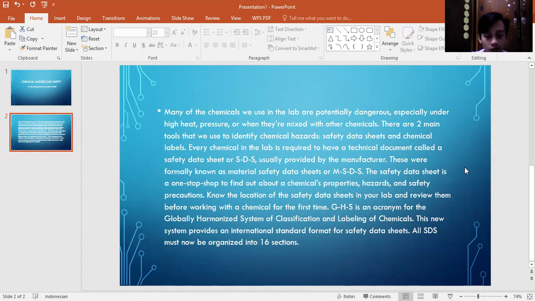Every chemical in the lab is required to have a technical document called a safety datasheet or SDS, usually provided by the manufacturer. These were normally known as material safety datasheets or MSDS. The safety datasheet is a one-stop shop to find out about a chemical's properties, hazards, and safety precautions. Know the location of the safety datasheets in your lab and review them before working with a chemical for the first time.